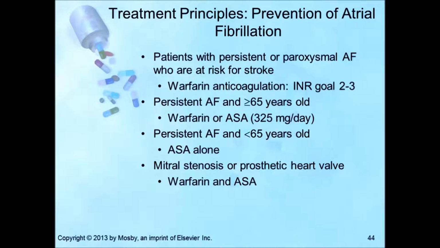When mitral stenosis is present or a prosthetic valve is in place, Coumadin is indicated. INR should be maintained at 2.5 for those with rheumatic valvular disease, a range of 2 to 3, and INR of 3 for mechanical prosthetic valves. Aspirin may be added to the regimen.